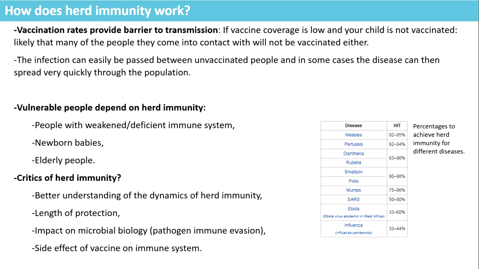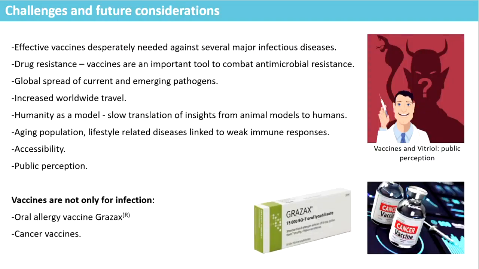And this is just showing you the percentages that are required for herd immunity for different diseases. So you can see that they're quite high for things like measles at 95%, and then a little bit lower for influenza and things like that.